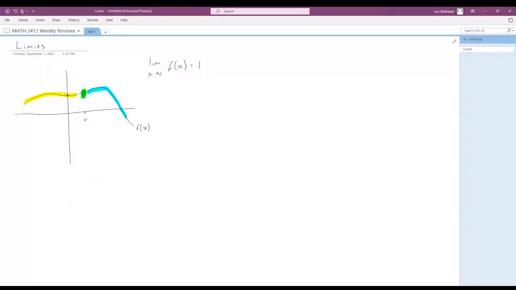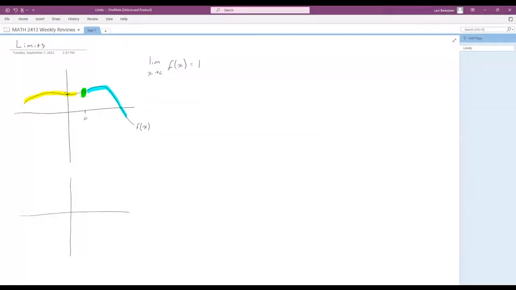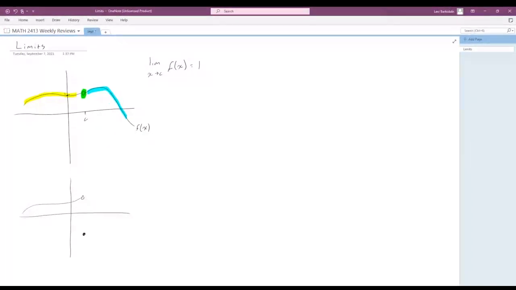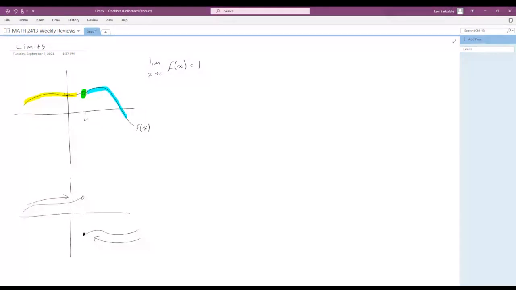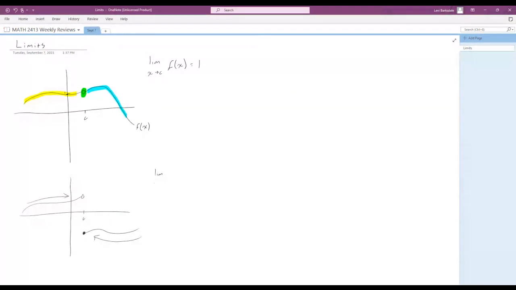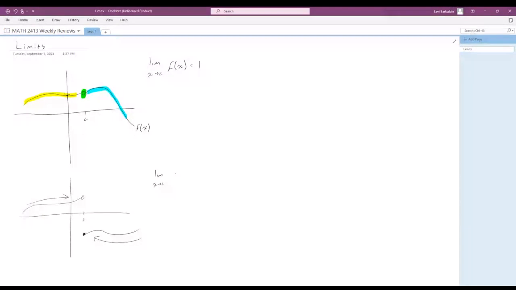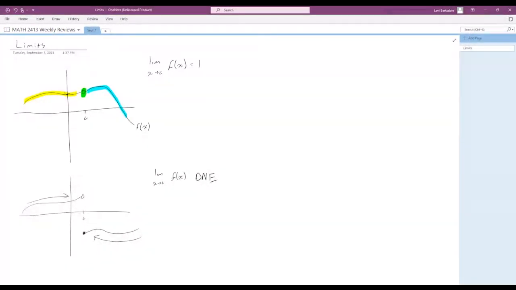If instead we had a graph that looks something like this, well, in our analogy, if we had two people running, one going from this direction and one going from this direction, there's no way that they could reach across and give each other a high five. They're just too far apart. So in this case, we would say that the limit as x goes to c of whatever our function is does not exist, or DNE. Easy enough, right?